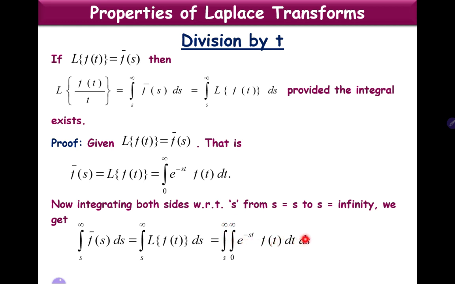Look at the limits. t is from 0 to infinity and s is from s to infinity. So the limits are independent of each other's variable. That is, the limits of t are not dependent on s and the limits of s are not dependent on t. So now we can easily change the order of integration. If the variables are independent of each other, changing the order of integration is just changing the position of the integrals: outer integral as inner integral and inner integral as outer integral.